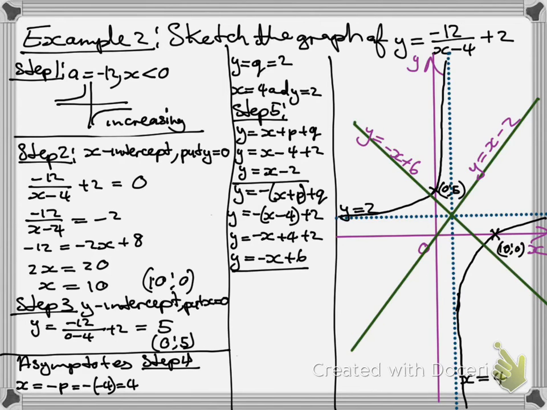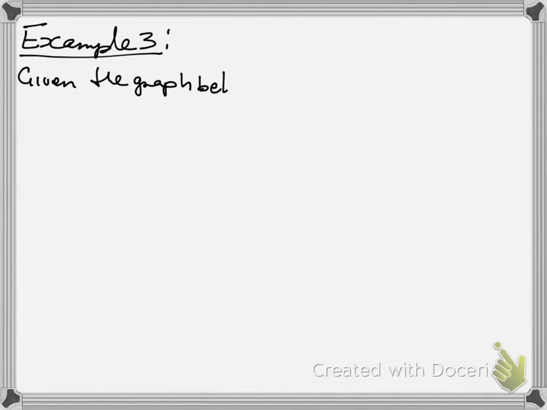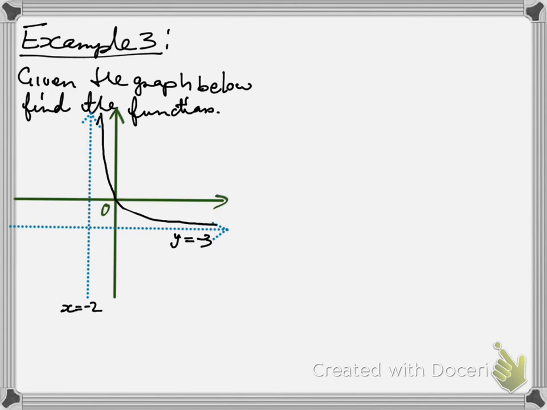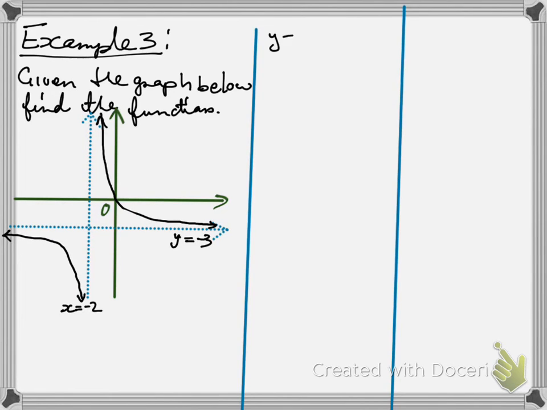Now let's look at a different example. Now we are going to be given a graph, and from the graph we are going to determine the equation or the function. There we go. So you see we have the asymptotes clearly labeled, which will definitely assist us. You might even have your lines of symmetry.